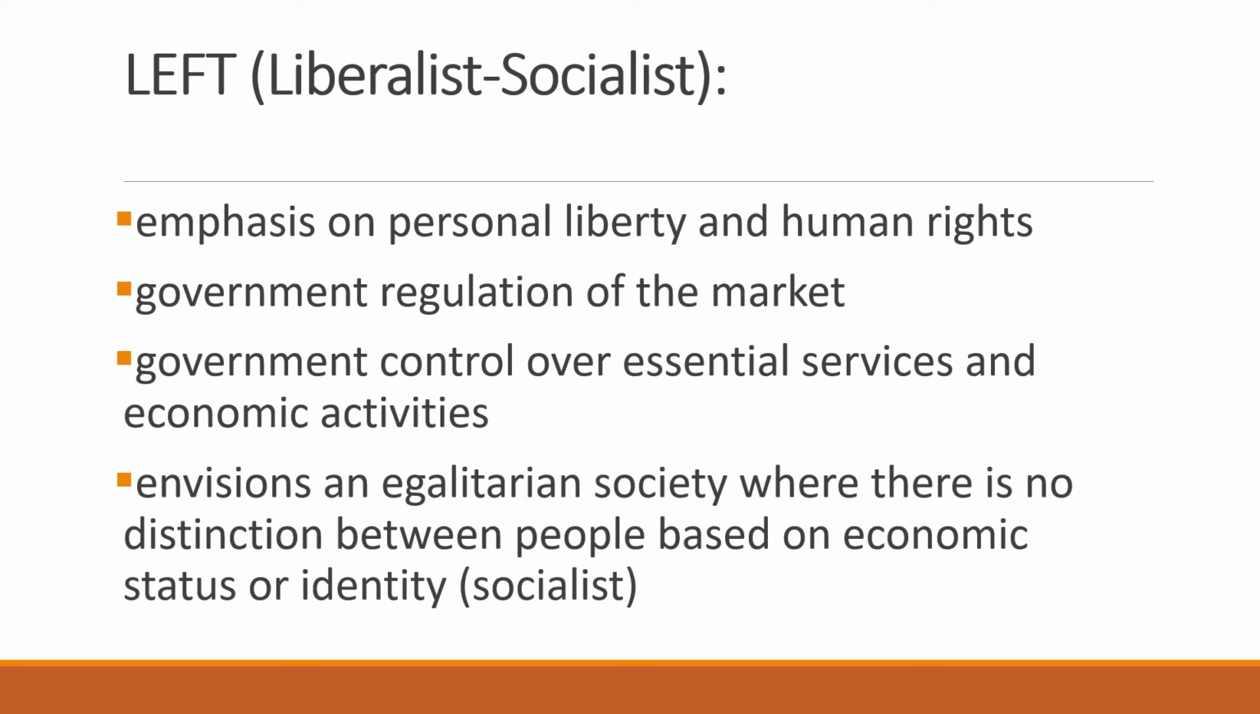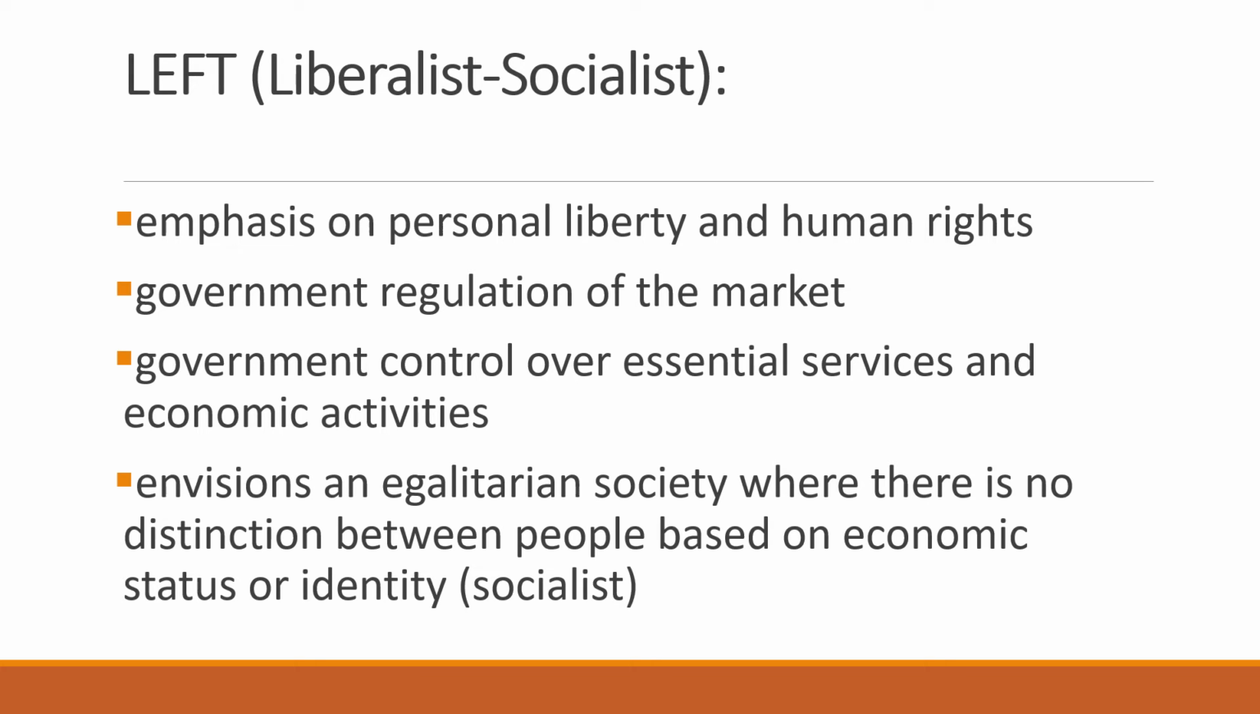The left, the liberalist and socialist, emphasize personal liberty and human rights. They have the right to life, liberty, property, and due process of law. They possess these certain rights. There is government regulation of the market. Still, there is a regulation of the market. For example, you cannot sell too much because there is a certain law prohibiting overpricing.